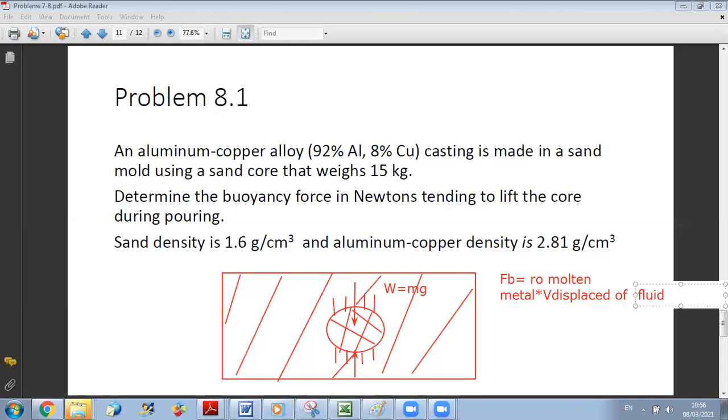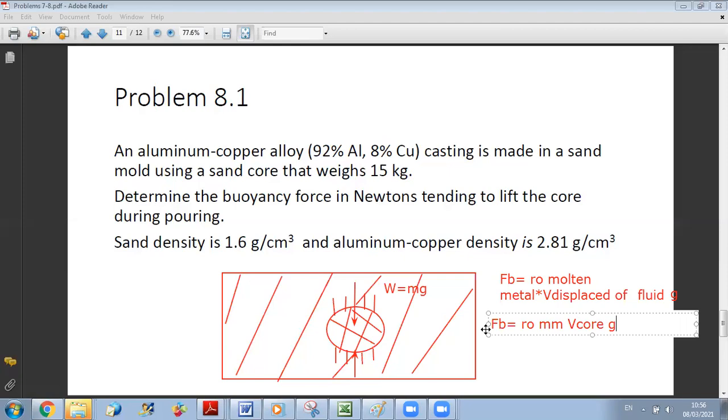Since my core is completely immersed, I should add g to rho times V, because rho times V gives you a mass, to multiply by g to get the force. So the buoyancy force, FB, is equal to rho of the molten metal times V displaced, which is equal to V core, completely immersed in the fluid, times g.